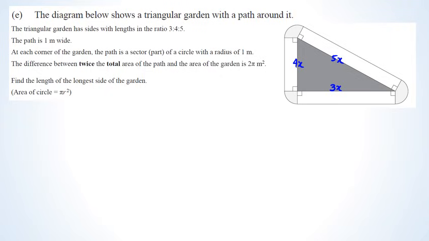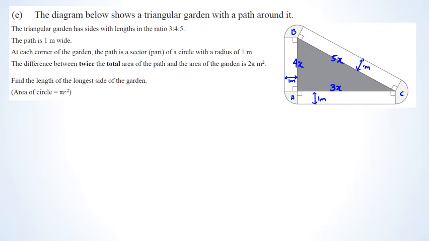Now they say the path is 1 meter wide. So that part from there to there is 1 meter. From there to there is 1 meter. And then from there to there is another 1 meter. At each corner of the garden, the path is a sector part of a circle with a radius 1 meter. Basically what they're telling you is that zone A, zone B, and zone C form a circle. Now it says the difference between twice the total area of the path and the area of the garden is 2 pi.